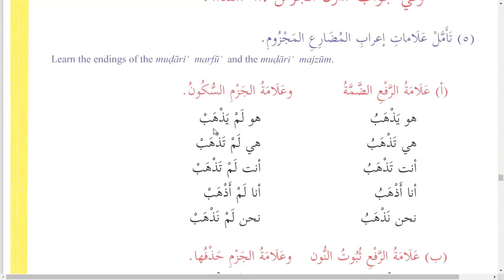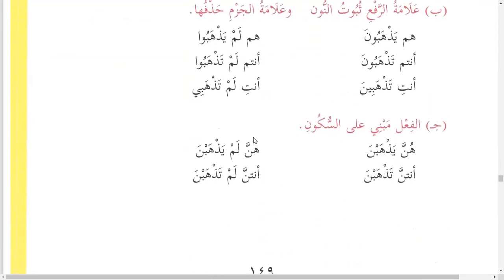So the five verbs that have dhamma, it gets dropped, as we can see here. And for the verbs that have una and ina, the noon gets dropped as well. Into majzoom. And then the mabni ones don't change. For example, the two feminine plural forms of the verb don't change. They are as they are, yadhabna and tadhabna.